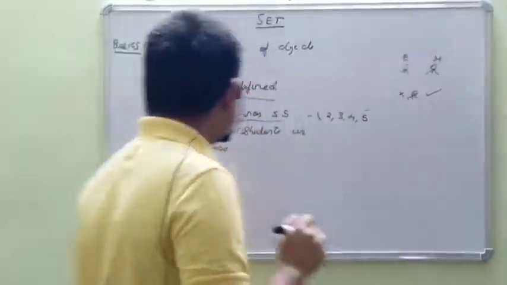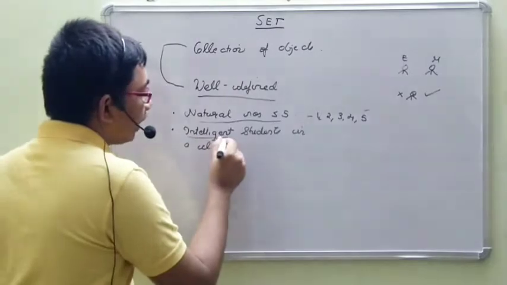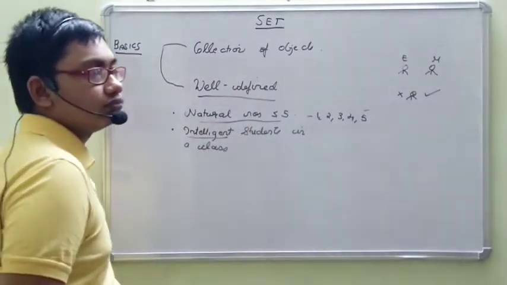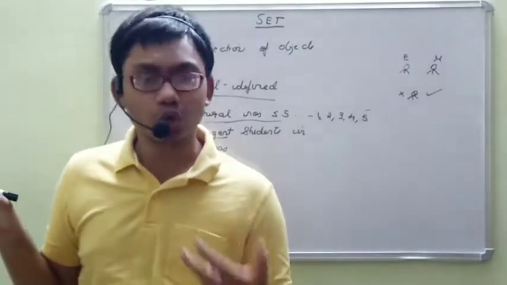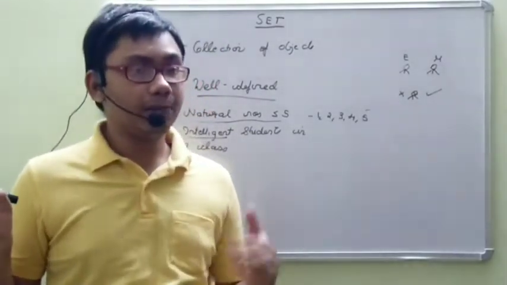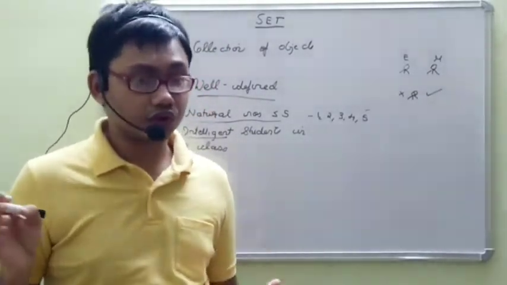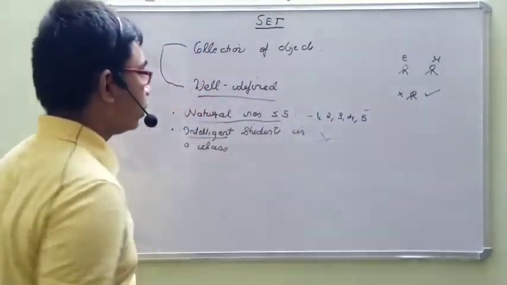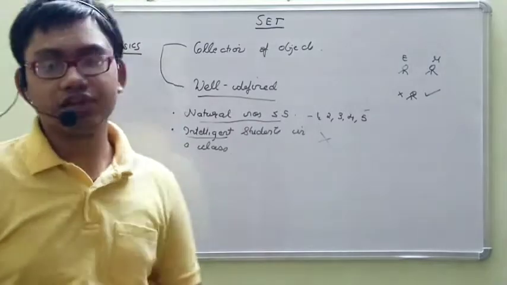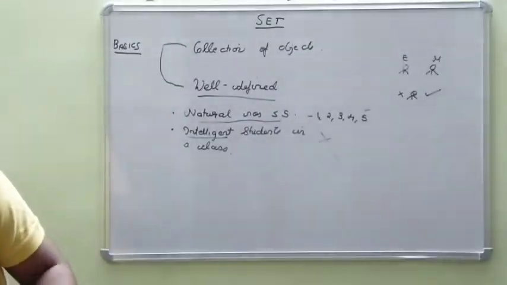Therefore, intelligence is not a characteristic that is well defined. It can depend from person to person. Depending on your opinion, the characteristics will also differ. So this is not well defined. Characteristics like intelligent are not well defined.